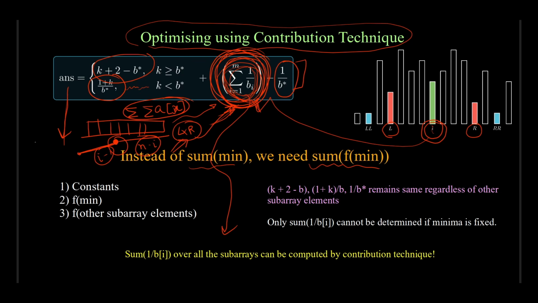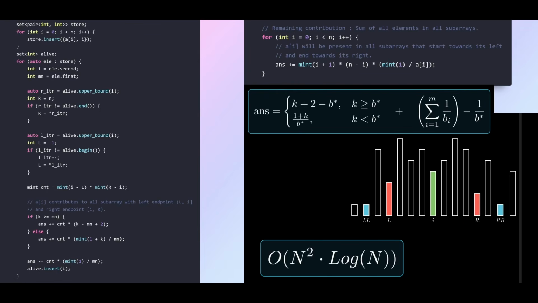So you can split this formula into two contribution techniques. One is the contribution provided by the minimum element, and the other is the contribution provided by the individual elements in increasing the sum, right? So this is the implementation.